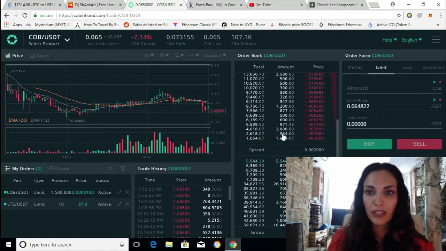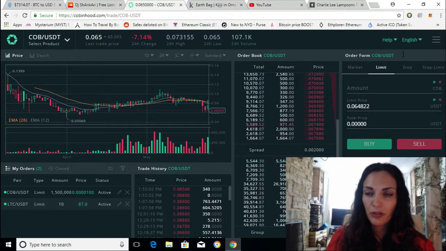And then the numbers here: the amount is not the dollar value, it's actually the amount of units, and the total is the amount of units. So that's a little bit confusing, but you'll get used to it if you start trading on COB.